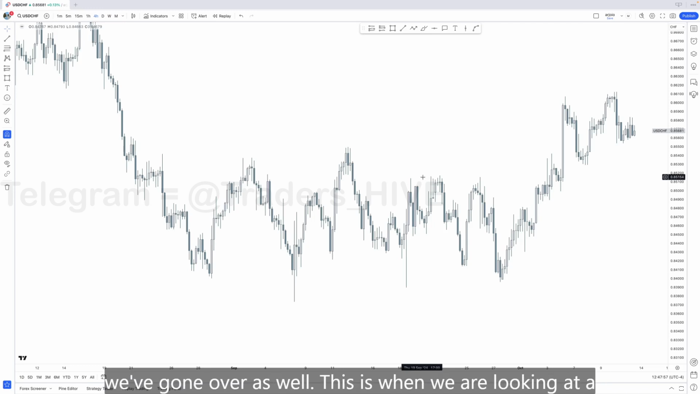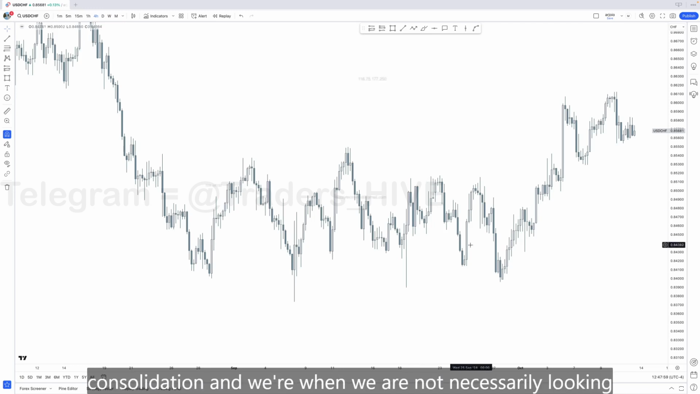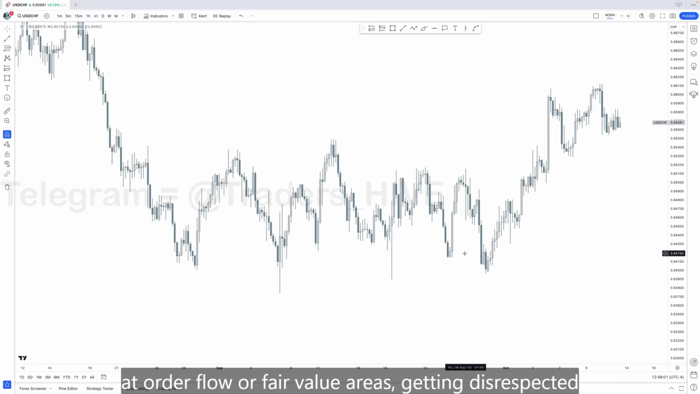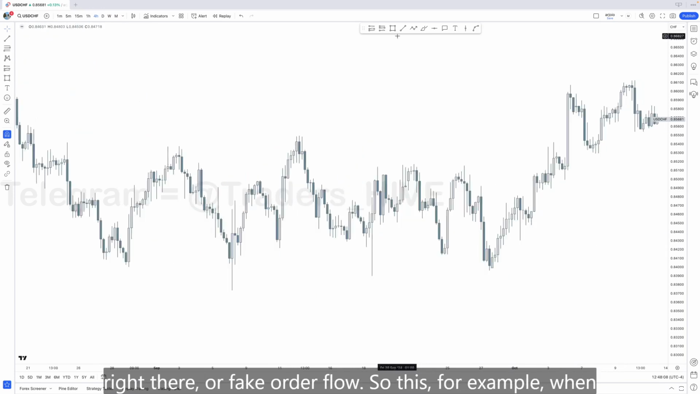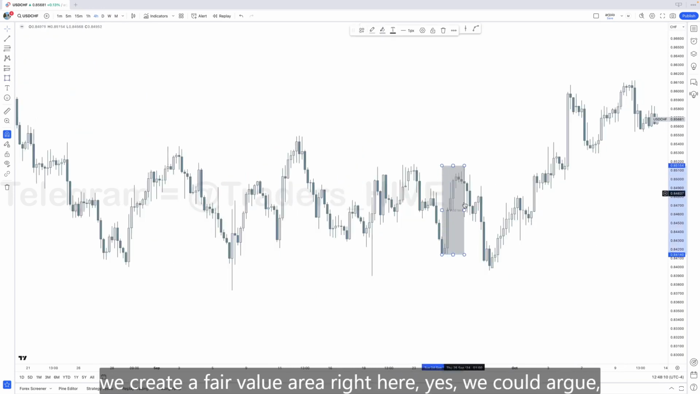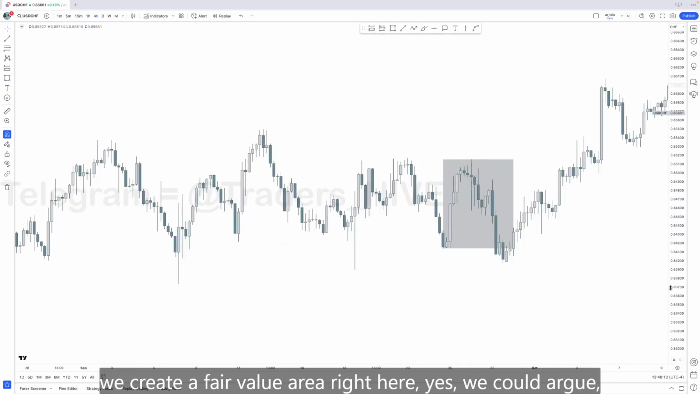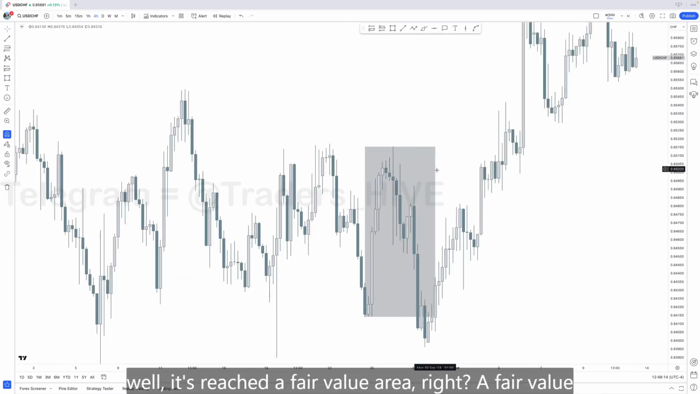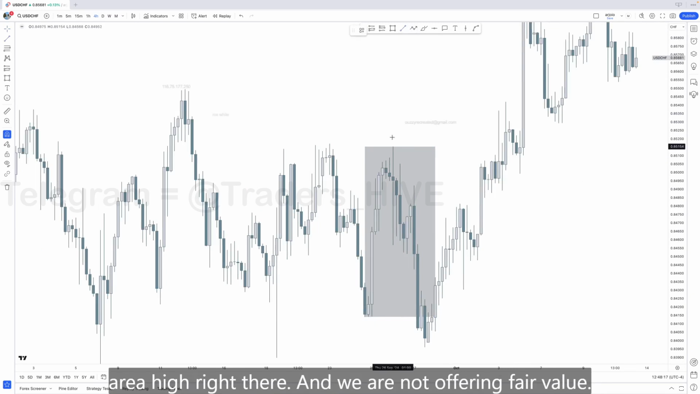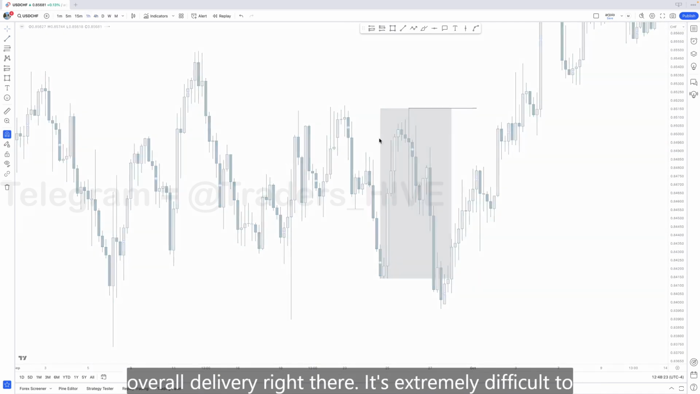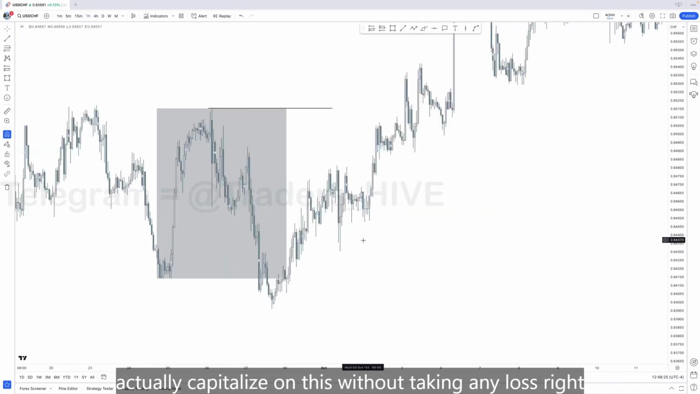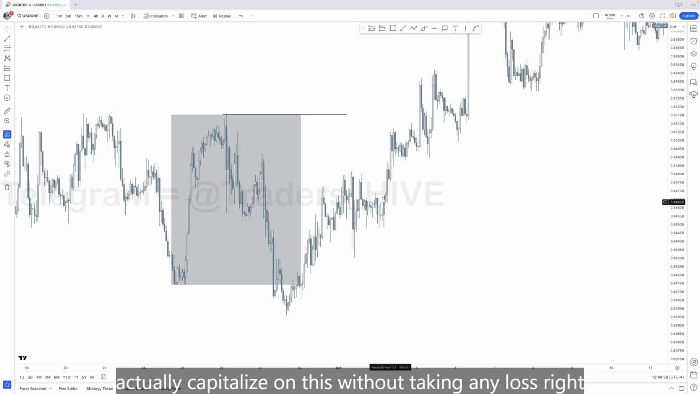This is when we are looking at a consolidation, and when we are not necessarily looking at order flow or fair value areas getting disrespected right there, or fake order flow. So this, for example, when we create a fair value area right here, yes, we could argue, well, it's reached that fair value area high right there, and we are not offering fair value. We could potentially continue higher, but look at the overall delivery right there. It's extremely difficult to actually capitalize on this without taking any loss right there.